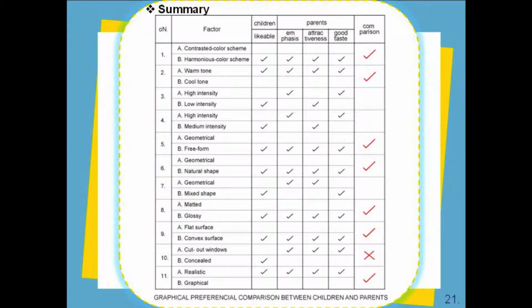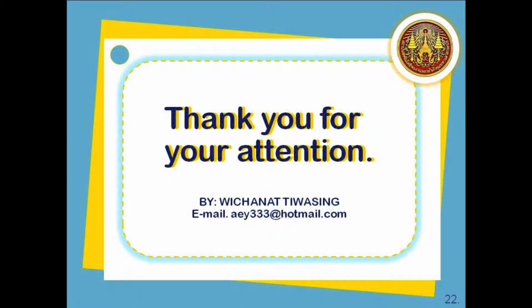In conclusion, children and parents have the same preferences in most factors examined, except in the texture preference. Children prefer concealed textures, but parents prefer cut-out window ones. To diminish conflicting design goals between users and purchasers, it requires the creation of an appropriate design brief towards an attractive design for both target groups.